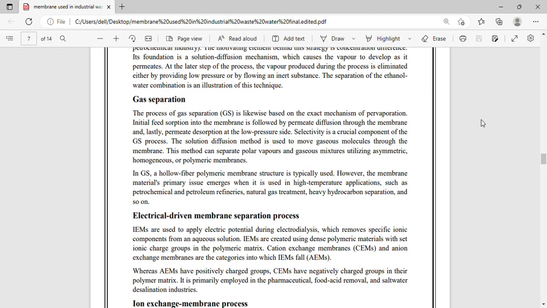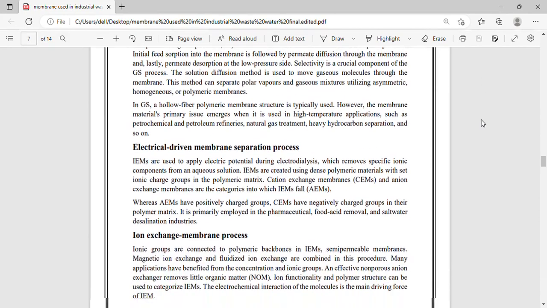This method can separate polar vapors and gaseous mixtures utilizing asymmetric, homogeneous, or polymeric membranes. In GS, a hollow fiber polymeric membrane structure is typically used. However, the membrane material's primary issue emerges when it is used in high pressure applications such as petrochemical and petroleum refineries, natural gas treatment, heavy hydrocarbon separation, and so on.